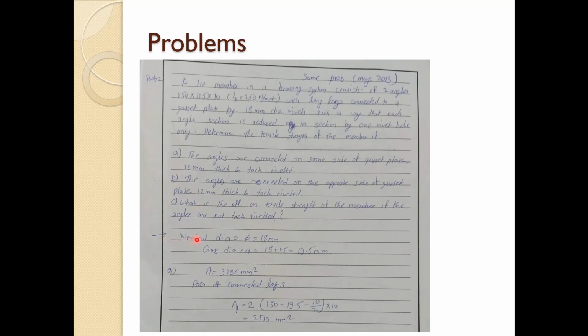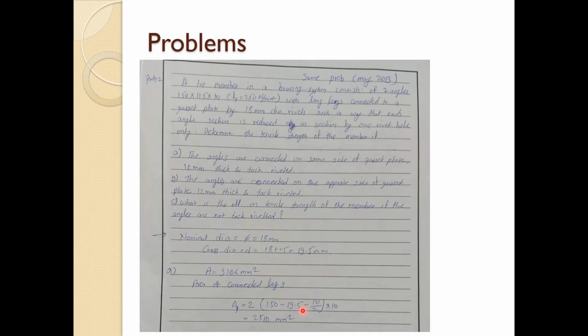To begin with, the nominal diameter phi equals 18 mm, and we know the gross diameter D is 18 plus 1.5, that is 19.5 mm. From the steel table I have taken the properties of this particular member. The A is 5164 mm square. Now the area of connected legs, that is A1, considering the first case where they are on the same side: 2 into 150 into 19.5.